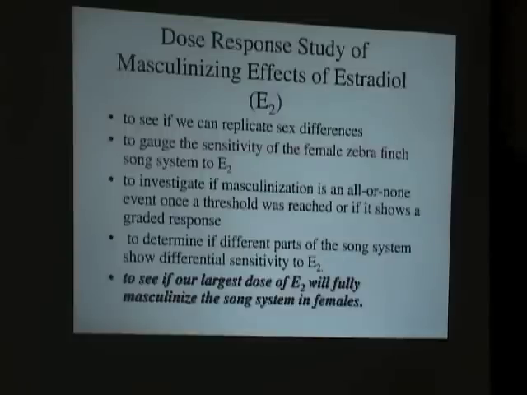Okay, we also wanted to see if we could replicate sex differences, so you probably want to, at that point, tell the reader that there are some sex differences in this system and use a reference. We want to see if masculinization is an all or none event once the threshold was reached, or if it shows a graded response. If you want to make a prediction on that based on something you've read, that'd be great. We also want to determine if the parts of the song system show differential sensitivity to estradiol. So we're measuring 3 different parts. Are they all going to show the same sensitivity, the same degree of masculinization, or is it going to be differential? And you could predict that possibly also.